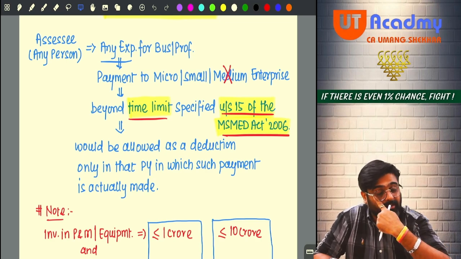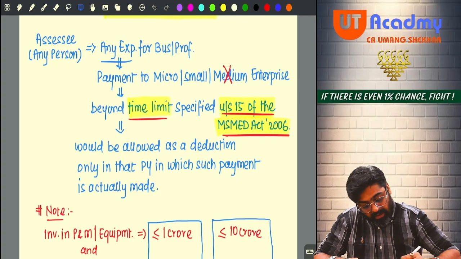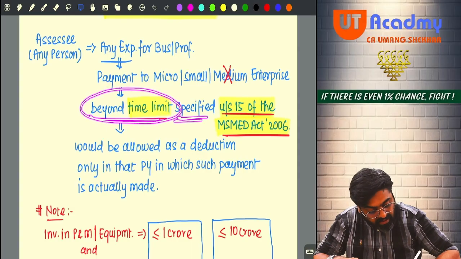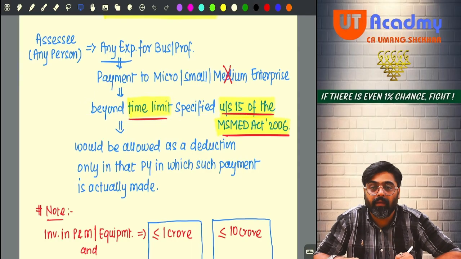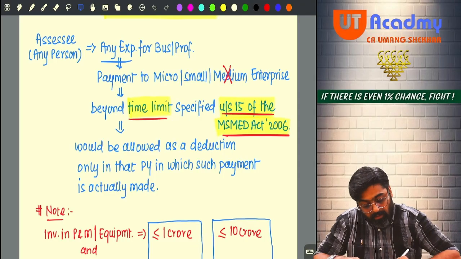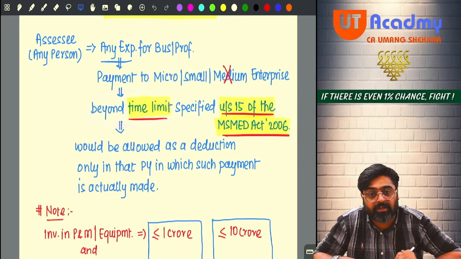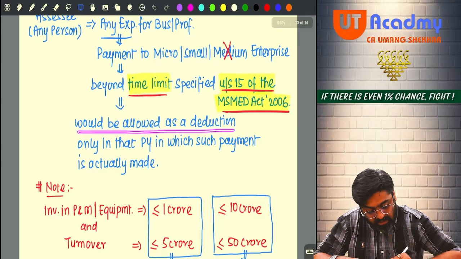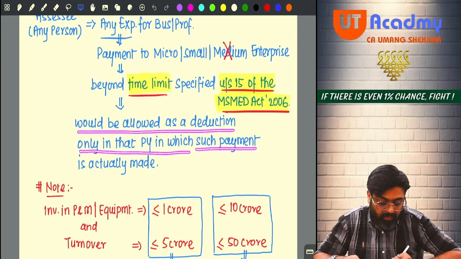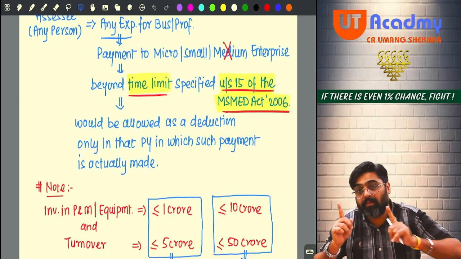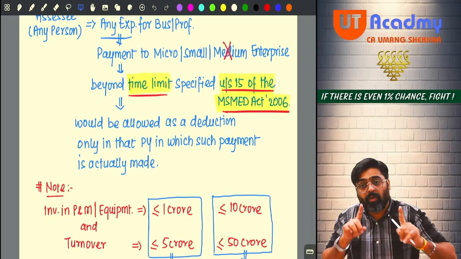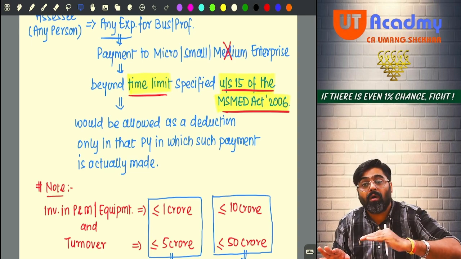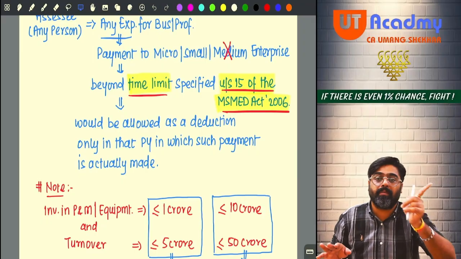So what this says is that the payment should be made within the time limit. If the payment is made beyond the time limit specified under section 15, then it would be allowed as a deduction only in that previous year in which such payment is actually made. It will not be allowed in this year. So if you want to claim in this year, pay in this year or on or before the time prescribed in section 15.